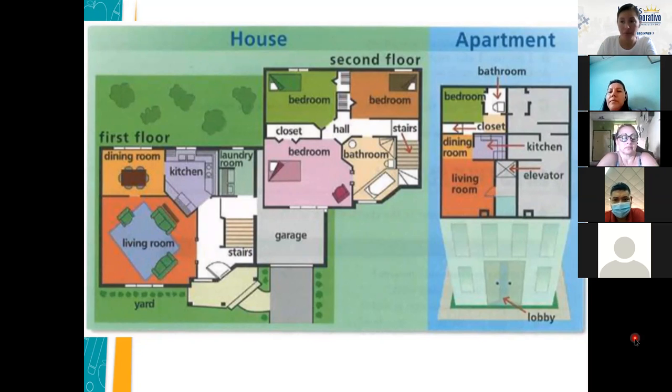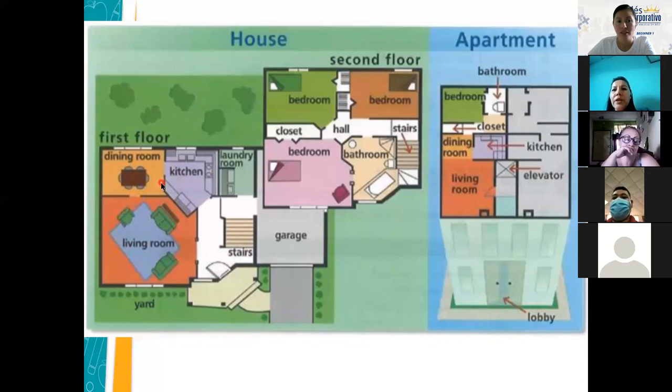So I'm going to repeat the names. Voy a repetir el vocabulario nuevamente y usted ahí sin activar su micrófono puede practicar. So first floor. Second floor. Dining room. Living room. Kitchen. Laundry room.